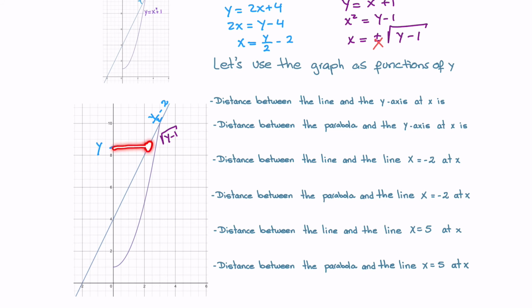What are the coordinates of this point? Remember? Let me do it again. Coordinates of these points are, for x, y over 2 minus 2, and for y, y. So the x coordinate of this point down here is just y over 2 minus 2. Alrighty? So what's the distance between the y-axis and the line? Just that. y over 2 minus 2.